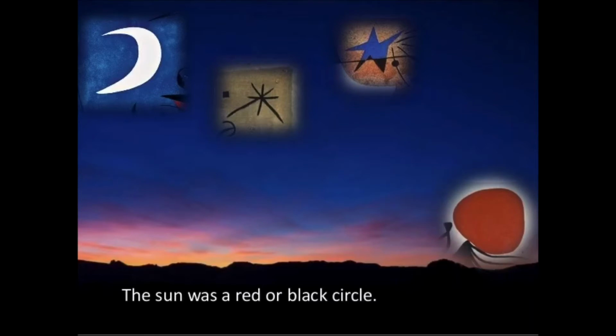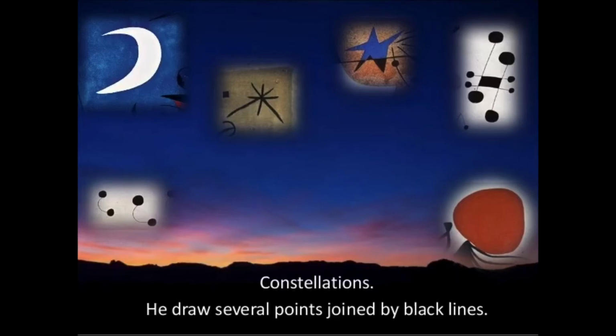The next thing was the sun. He was mostly using a sun with a big circle. He was painting this big circle with red or sometimes black. Do you remember some big circles? Because I do. Constellations. He drew several points joined by black lines. Constellations are also stars, but they just stand together. I'm sure you can see them in the sky.